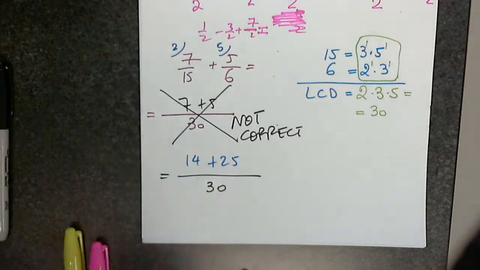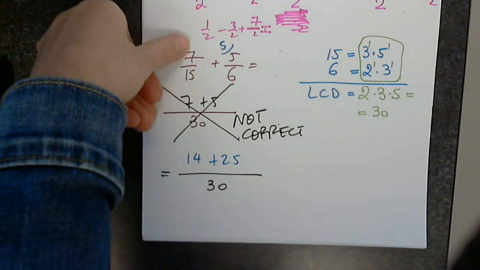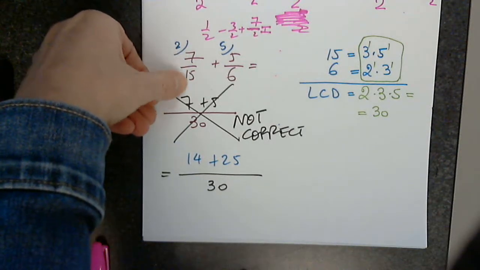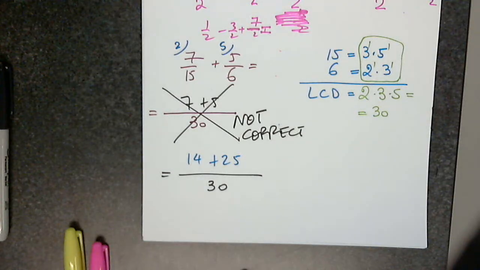14 plus 25. Do we all agree with this? So if we decide to multiply the denominator by 2, we have to multiply the numerator by 2. So basically the new fraction is 14 over 30. And this new fraction is? So that's why we have 14 plus 25.